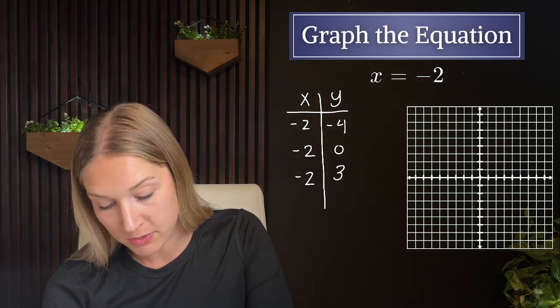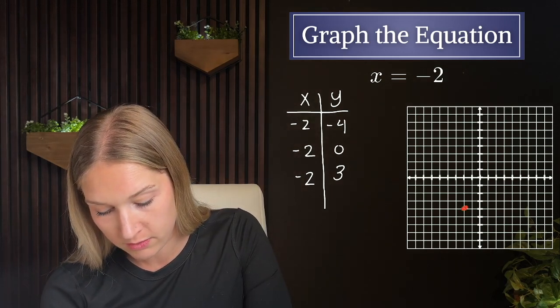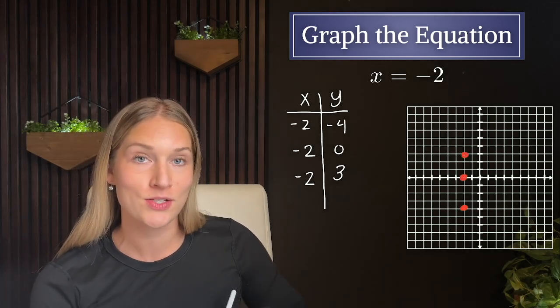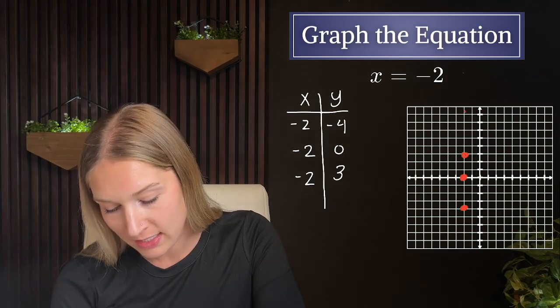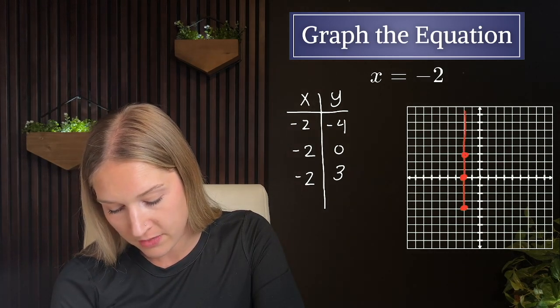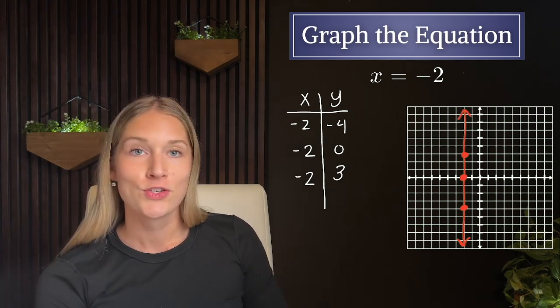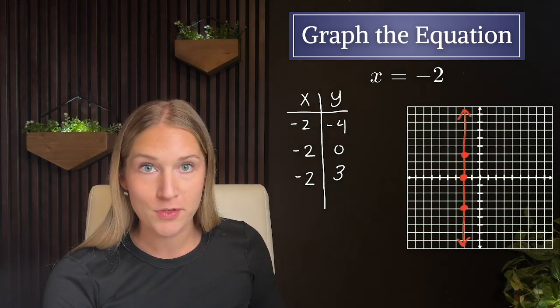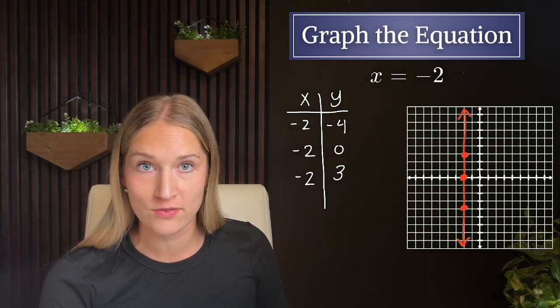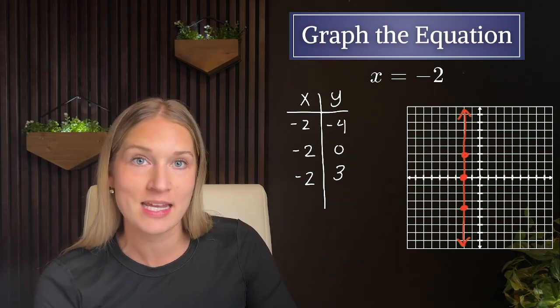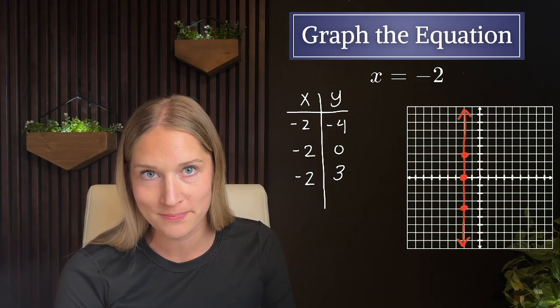So I go ahead and I plot them: (-2, -4), (-2, 0), and (-2, 3). So now you're seeing that your dots are lining up vertically. So when I connect them, I have a vertical line like this. So I go up and down forever because my x is always -2, but we never move to the left or to the right because your x stays at -2 always.